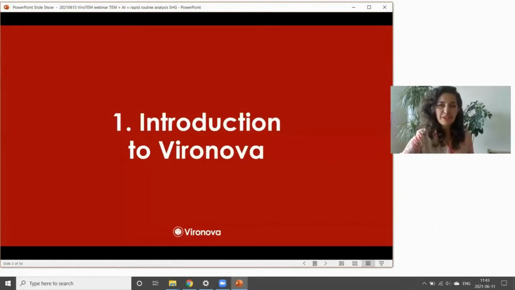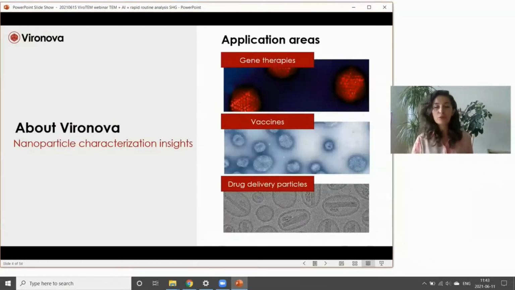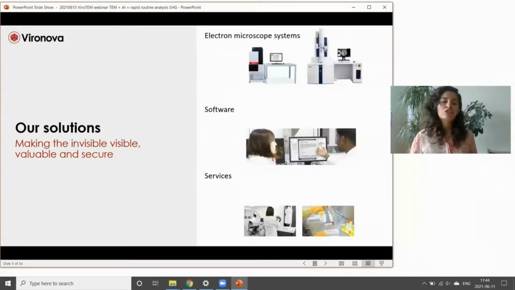So let me tell you a little bit about Vironova. Vironova is a Swedish company based in Stockholm. Vironova focuses on nanoparticle characterization insights. We have three main application areas: gene therapy, vaccines, and drug delivery particles. And our solutions in those application areas are all about making the invisible visible, valuable, and secure.